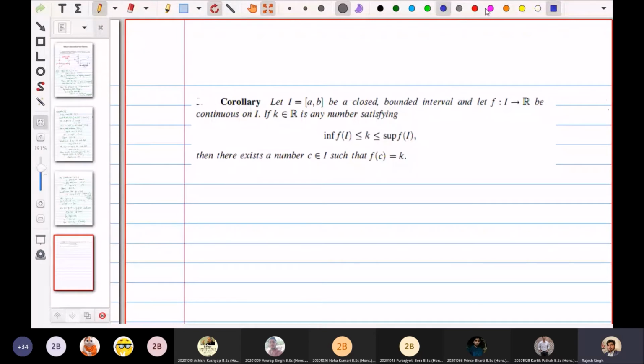I is any closed and bounded interval. f is continuous on I. If k belongs to R is any number which lies between infimum of f(I) and supremum of f(I), then there exists a number c belonging to I such that f(c) is equal to k. So can anyone tell why this will happen?